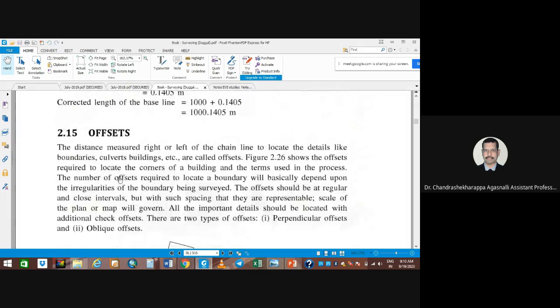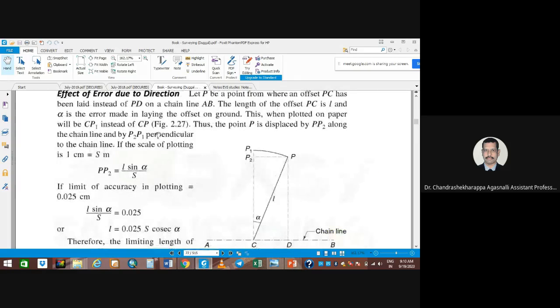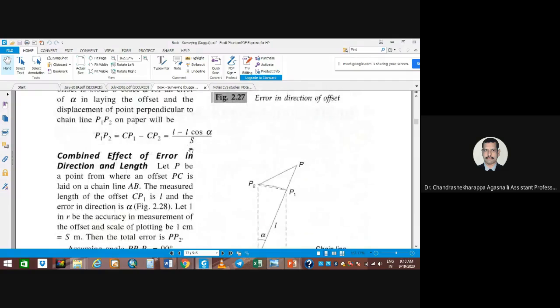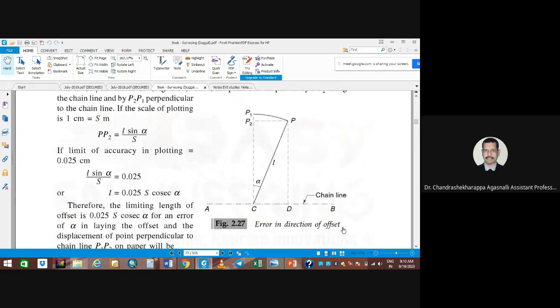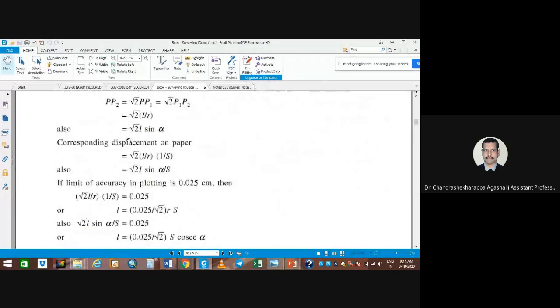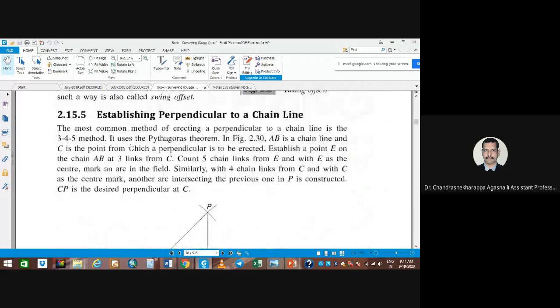corrections with the different instruments, tape, and other things, right? And here are the effects of error due to directions. It also happens in the field. This is how the error in direction is going to happen. This is the base line AB, and you are going to make the offset for this particular one, and you are going to get the angle for this. So when you go to the next one, taking the offset, this is the error.